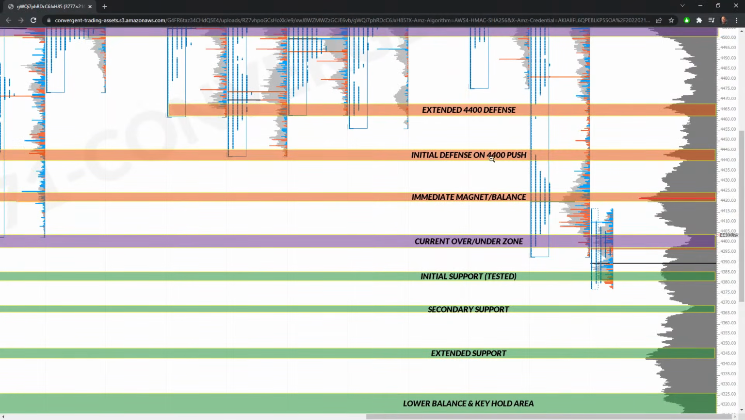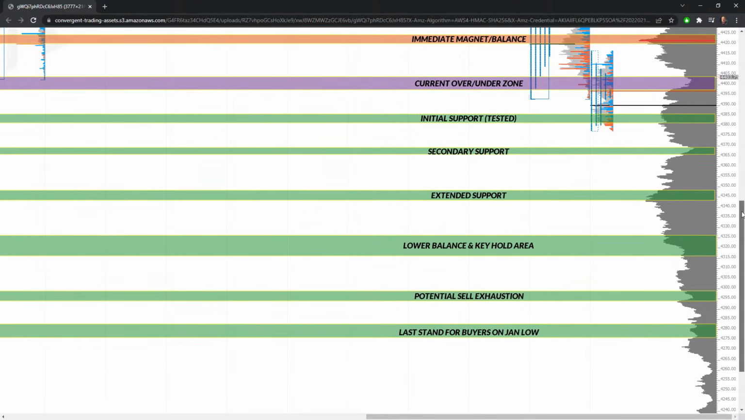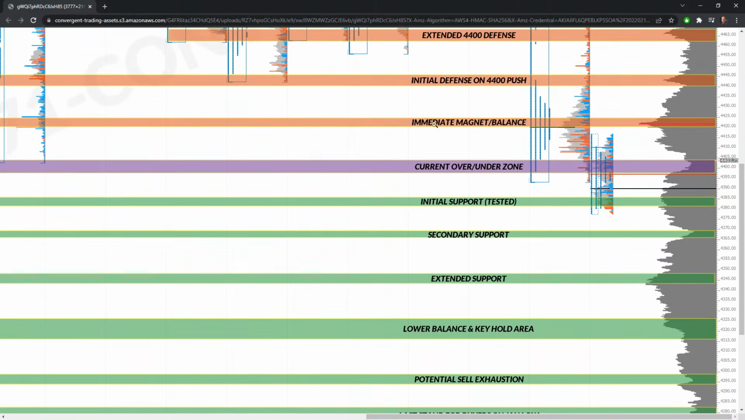This is a chart that I posted in the Head Trader channel at Convergent Trading. This was on the 14th, on Monday. So this is the map for the week. I'm mapping out the week here, showing where the key areas are. You can see immediate magnet balance 44.20. Remember that 44.20 from today? That short trade from below. The target, the over under, is 4,400. Below there, 43.85.